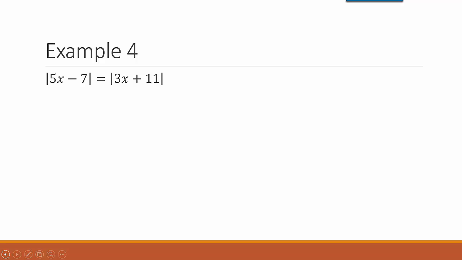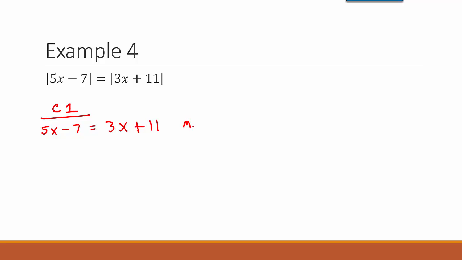Okay, example number 4 here. This example has the absolute value symbols on each side of the equation, so they are as isolated as they can possibly be. We go ahead and we do case 1 and case 2 still, using the same rules. So case 1, I'm going to leave everything just like it is and drop off the absolute value symbols. Then from here, we just go through our equation solving process.